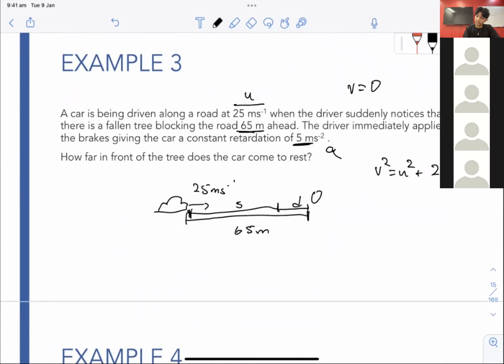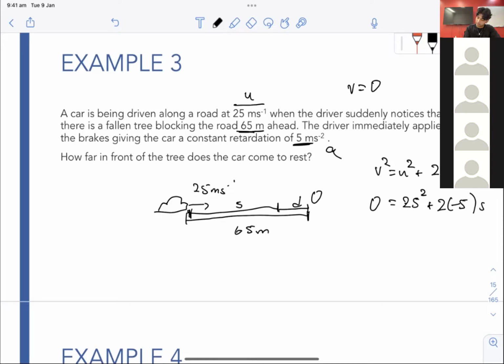So V squared, V is 0, U squared is 25 squared, 2A is 2 times -5, and S is what we're finding. It's -5 because it's a retardation. Now, this word actually means a slowing or a deceleration, and it's used mainly in the context of dynamics. But in this case, we can take it as being a -5 acceleration.